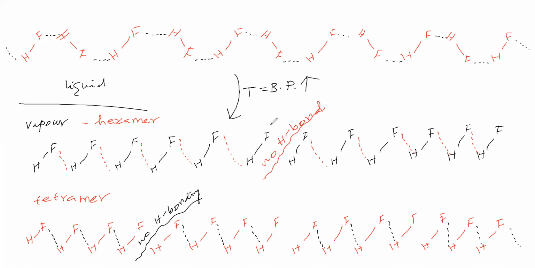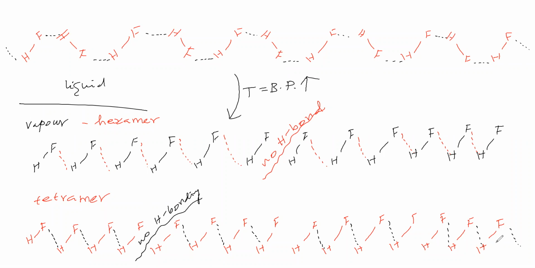Why? Because HF has hydrogen bonding as its intermolecular force. HCl has dipole-dipole attraction as its intermolecular force. Therefore, HF requires more energy. At a higher temperature, it is undergoing vaporization when compared to HCl. So the HF boiling point is greater than the HCl boiling point. Okay. So why is the boiling point of HF greater than that of HCl? In HF, hydrogen bonding is there. In HCl, hydrogen bonding is not there.